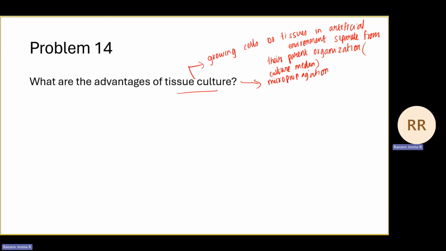It does not just relate to plants. It can also be correlated with animal tissues as well. And why do we need to do tissue culture? So, in the case of plant propagation, we can ensure that it will have the desired property that we want.